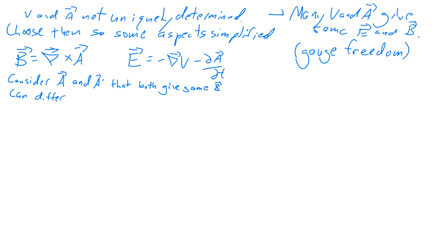What can be different between them? Well, of course we can add on a constant, but that's kind of boring. We can add on actually any function, let's call it alpha. These are vector fields, right? That is a gradient, because the curl of a gradient is zero, right? Can differ by. Right? And that's because, again, the curl of a gradient is zero.